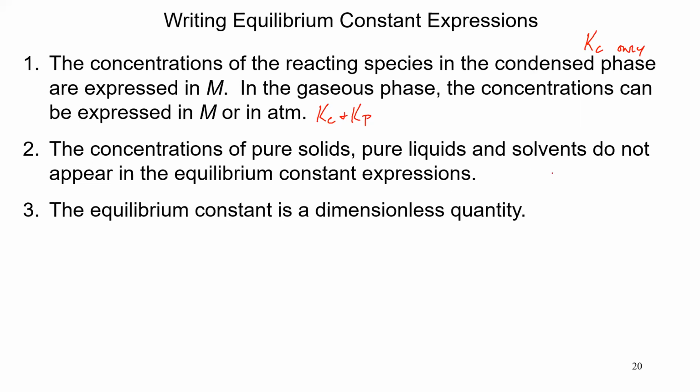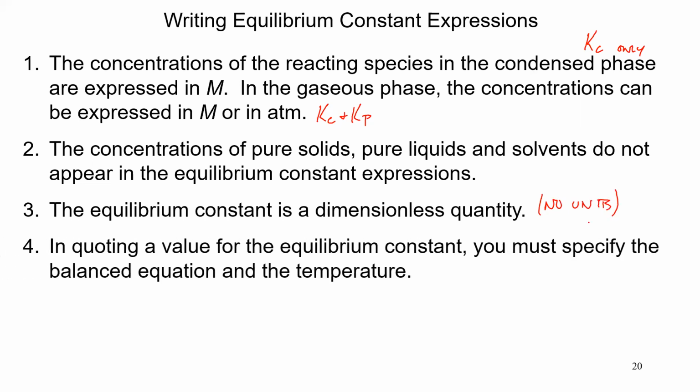The equilibrium constant is a dimensionless quantity, right? That means no units. We've talked about that. And we talked about the fact that because these are dependent on rate, and at the end of chapter 13 in the Clausius-Clapeyron equation, in the Arrhenius equation, we talked about how the rates are very dependent on temperature, and so the equilibrium constant also depends on temperature.